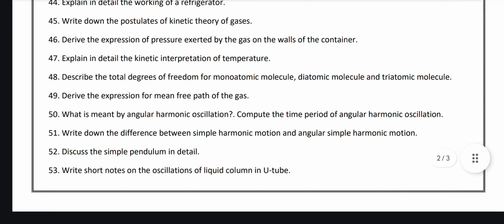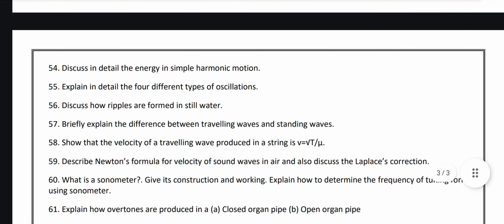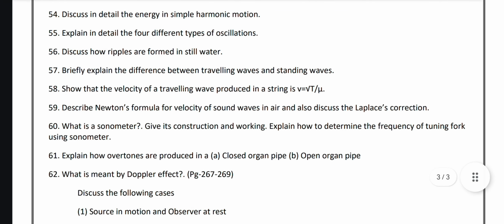Write short notes on the oscillation of liquid column in U-tube. 54th, discuss in detail the energy in simple harmonic motion. 55th, explain in detail the 4 different types of oscillation. 56th, discuss how ripples are formed in still water. 57th, briefly explain the difference between traveling waves and standing waves.